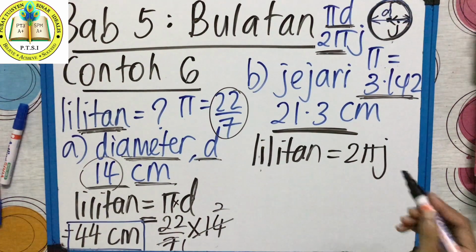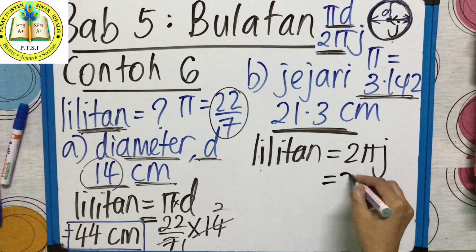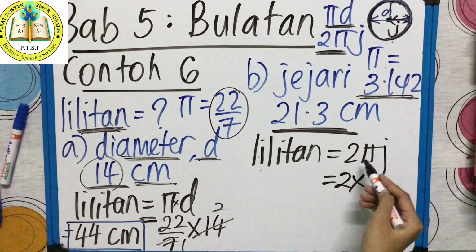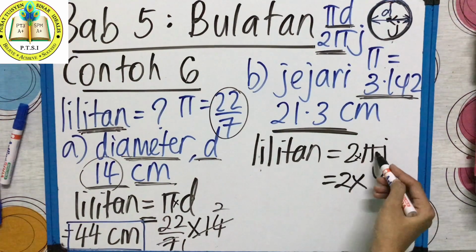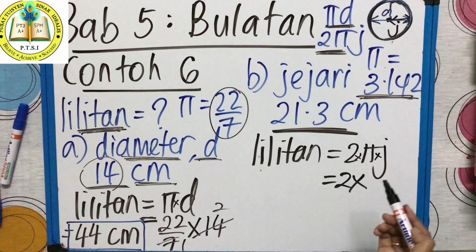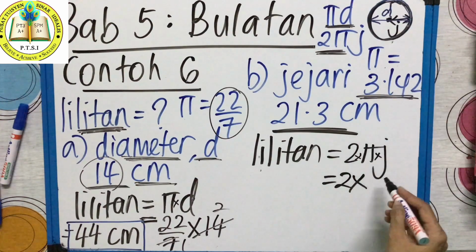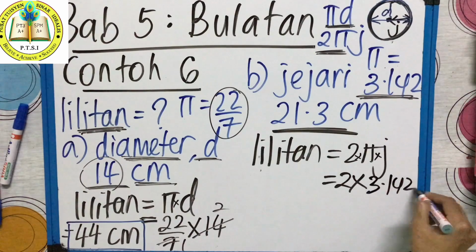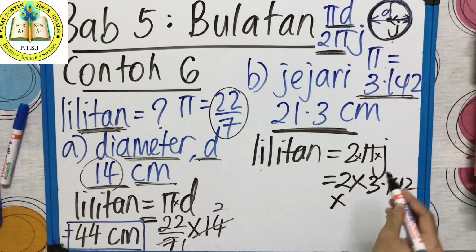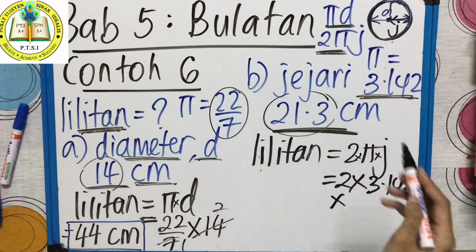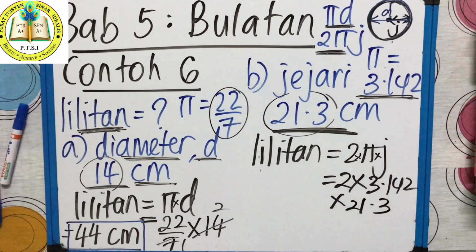Then the working. So now lilatan equal to times, because when they say 2 pi j is actually 2 times pi times j. So 2 times pi. Apa nilai pi yang diberi? 3.142 kali jejari. Berapa jejari diberi? 21.3. So when you press your calculator, you will get 133.85 cm.